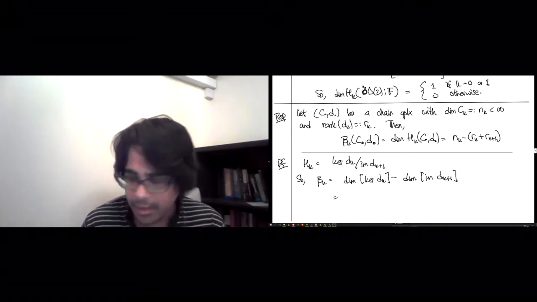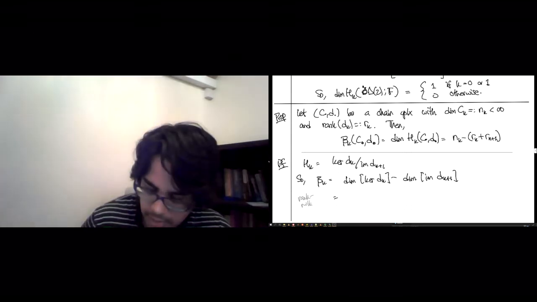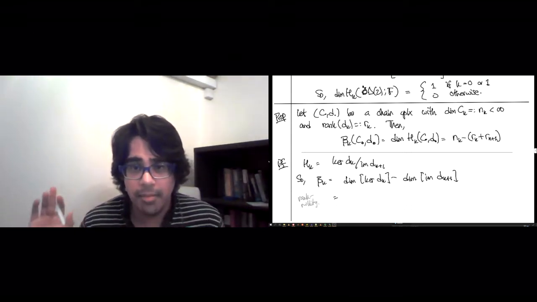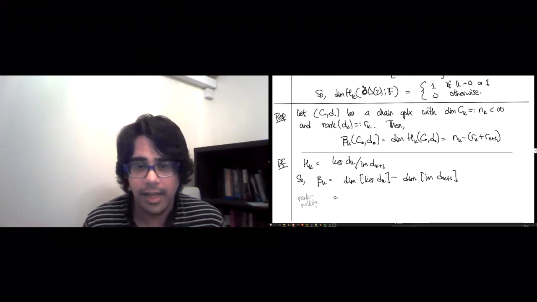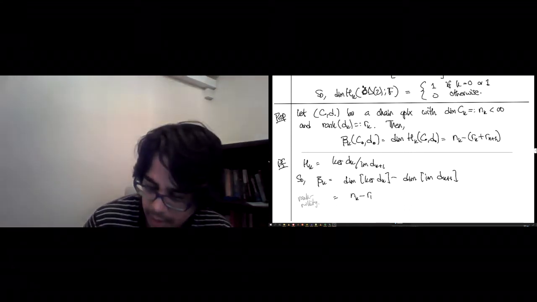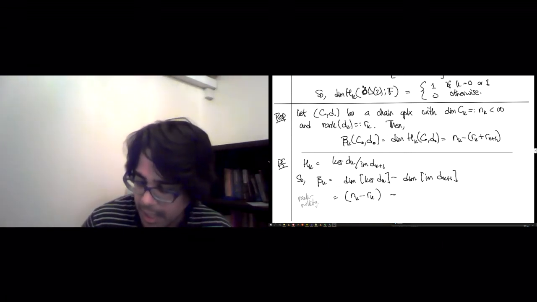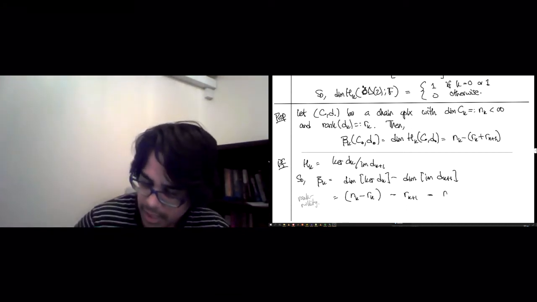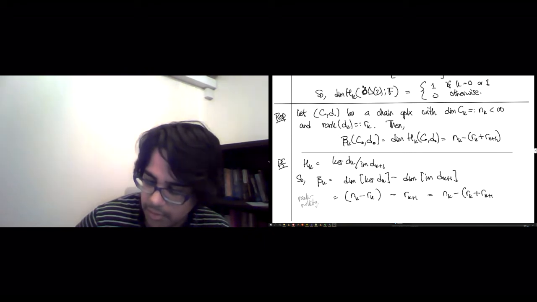Now, by the rank-nullity theorem, D_K is going from C_K to C_{K-1}, and if its rank is R_K, then the dimension of the kernel is going to be N_K minus R_K. And the dimension of the image of D_{K+1}, of course, is just its rank. That's the definition of rank. So this is N_K minus, and then you can combine the two rank terms here if you like.